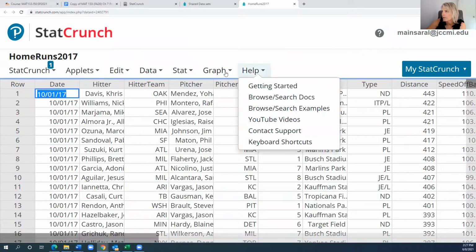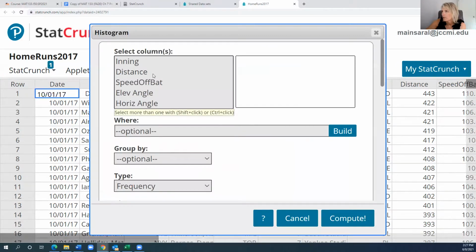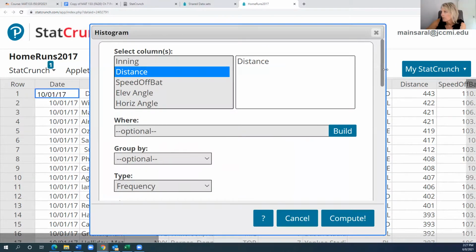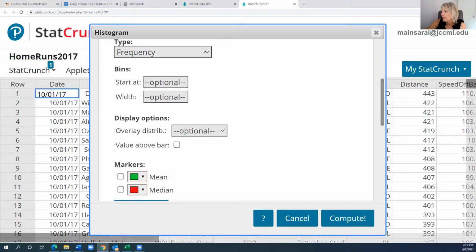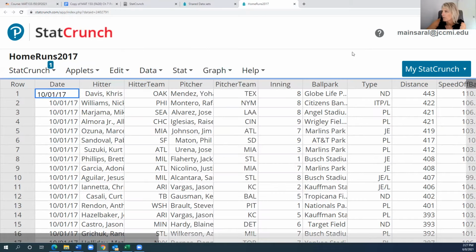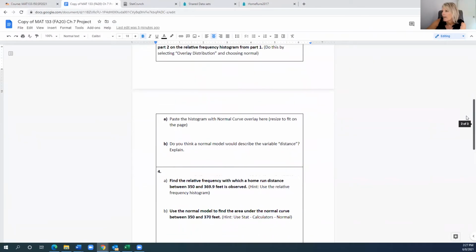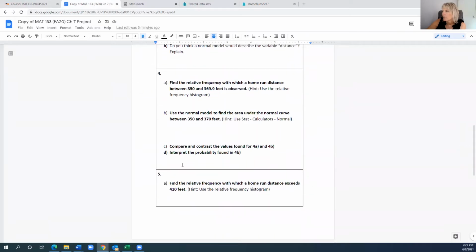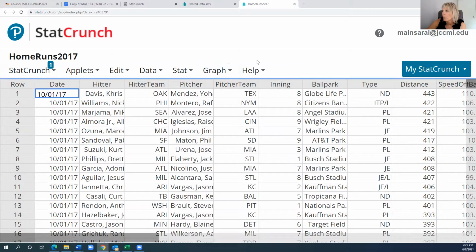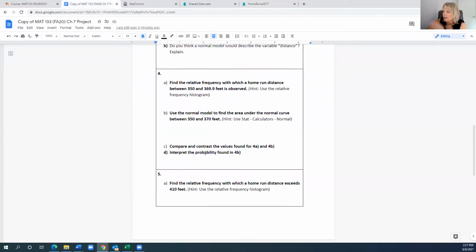And you can do all of this right from the histogram. You're going to choose the distance. You're going to do the relative frequency. You're going to tell it where you want to start and your bin width. And then you're going to say overlay and normal. And you're going to tell it the mean and standard deviation of what you wanted to overlay. Then it's asking you some questions. So you can use the histogram that you create to answer the questions down here.